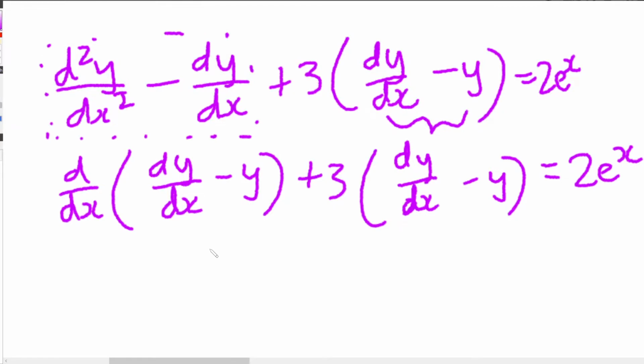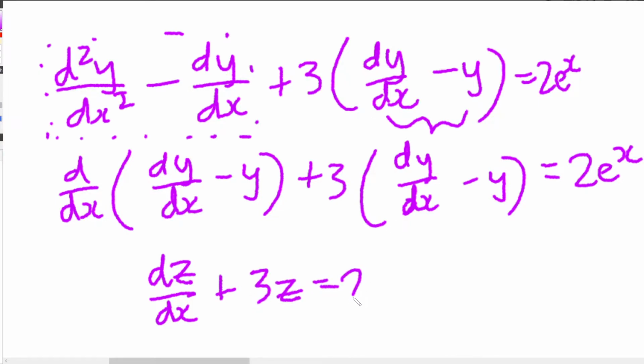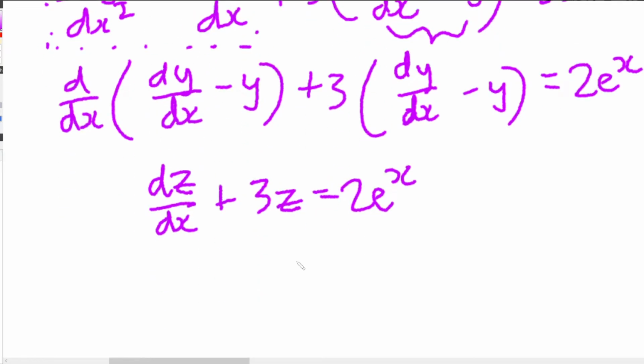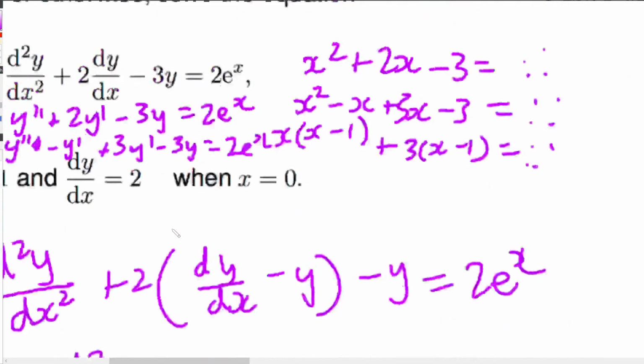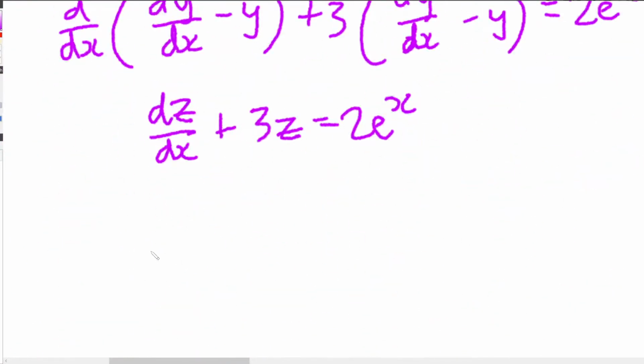So if we substitute z in here, we get dz by dx plus 3z equals 2e to the x. I'm going to move the 3 to the dz over dx side, simply because that puts it in the form py prime plus y equals q, which is a form of differential equation that is easy to solve by using what is called an integrating factor. And it's sort of just a trick in the bag of tricks that you use to solve differential equations.